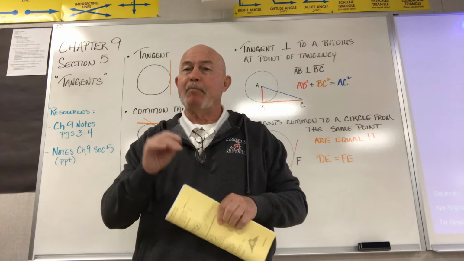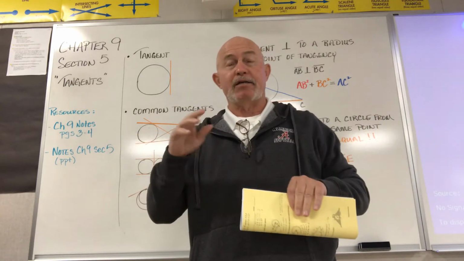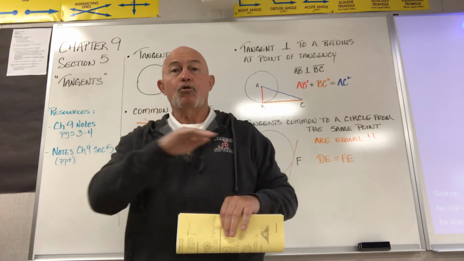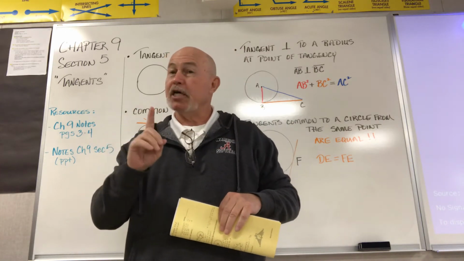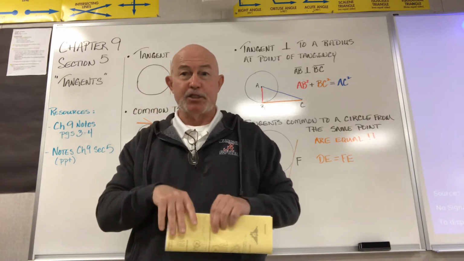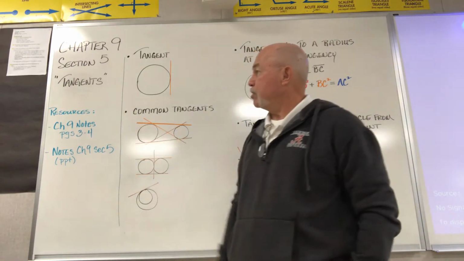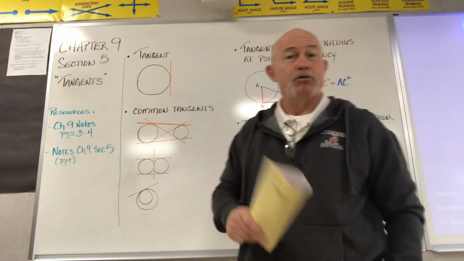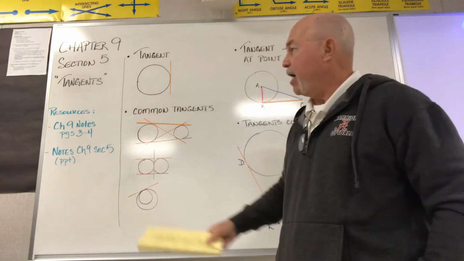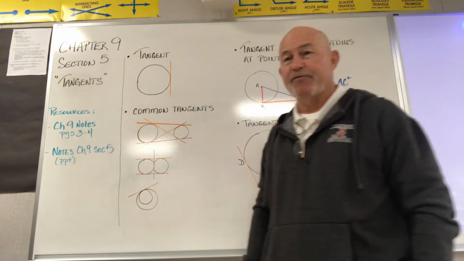But tangents, remember, never go inside a circle. They always stay outside. Think tire for the circle, road for the tangent. Touches at one spot. We call that the point of tangency. Important. Okay, resources: chapter 9 notes, pages 3 and 4. I put a lot of the examples up there. And your PowerPoint, chapter 9, section 5.